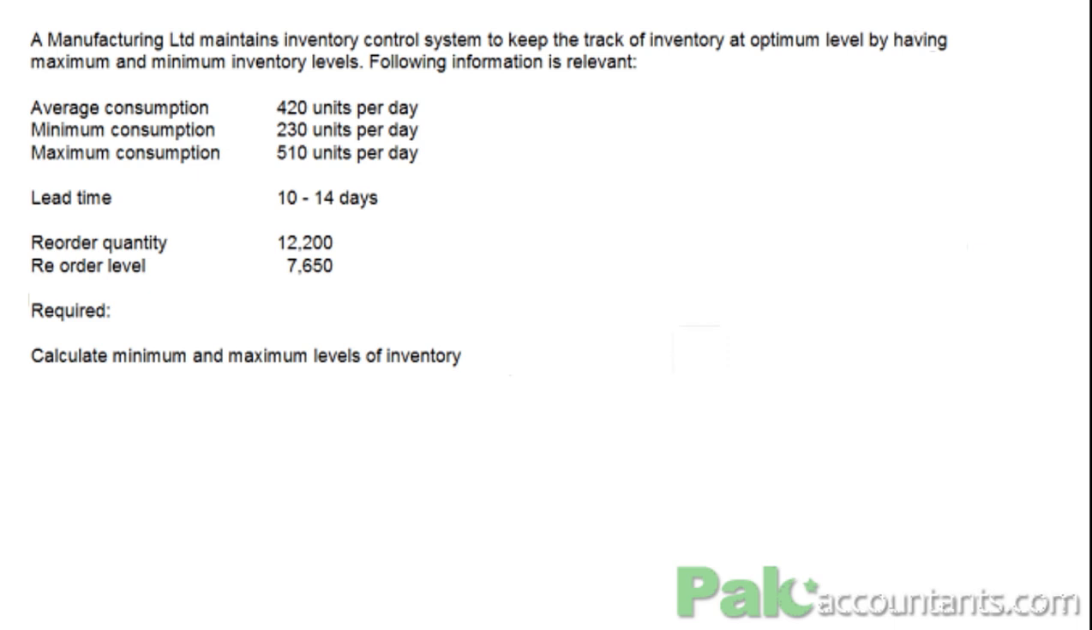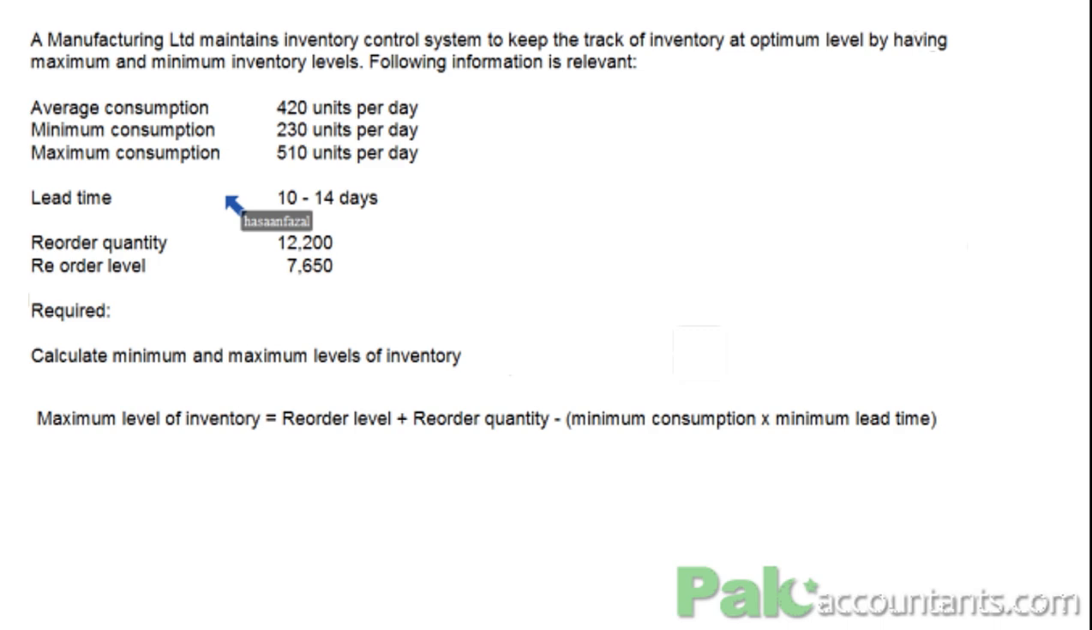Now, after knowing the formulae of how to calculate minimum and maximum levels, it's really easy for us. Maximum level of inventory will be reorder level plus reorder quantity minus minimum consumption multiplied by minimum lead time.